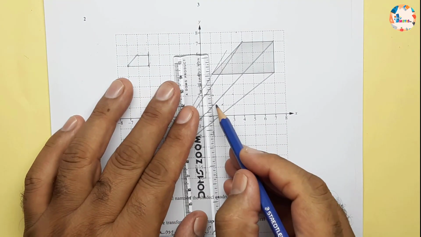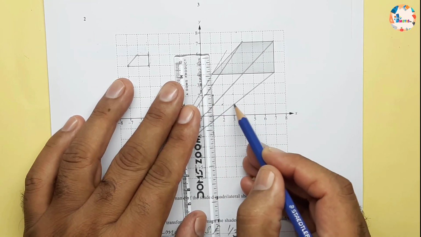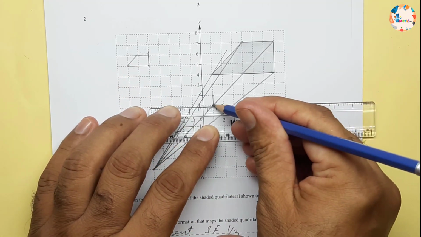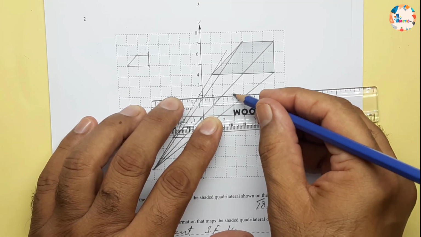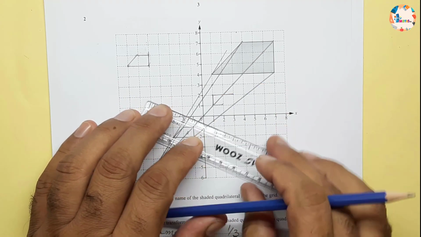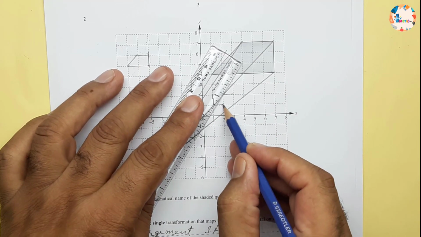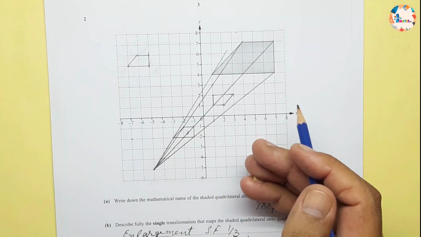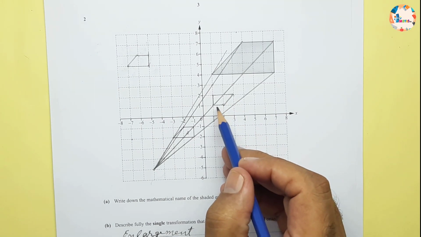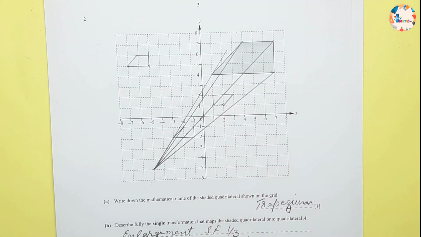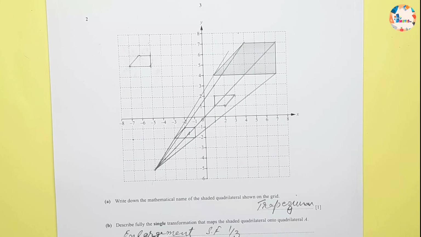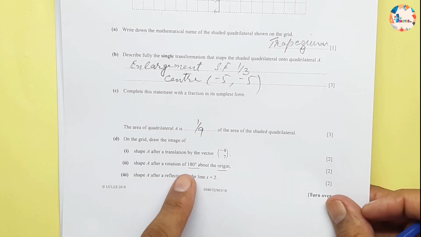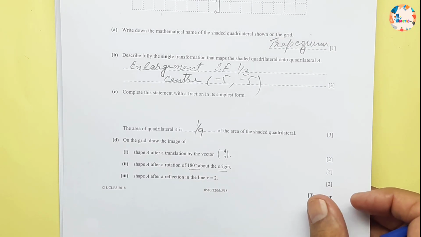So this will be over here, and this side for transformation questions, you will have to be careful for trying each and everything. So this is the rotated shape A after a rotation of 180 degrees about the origin.